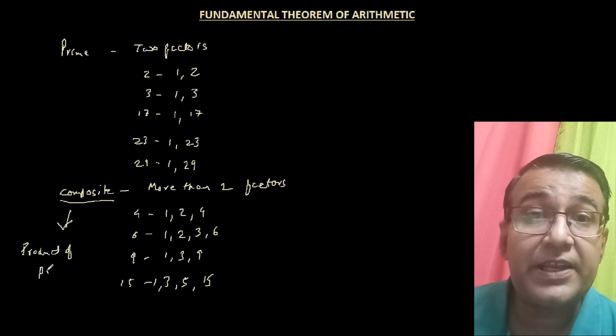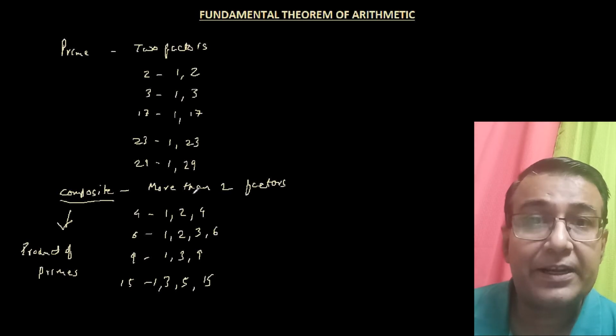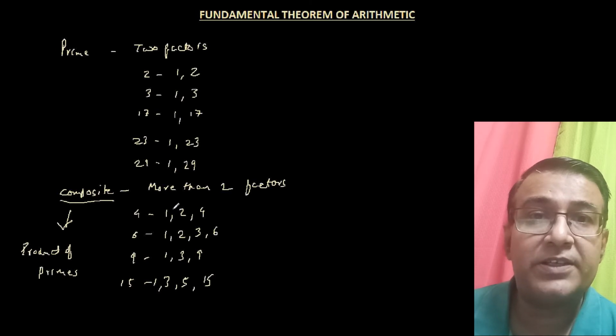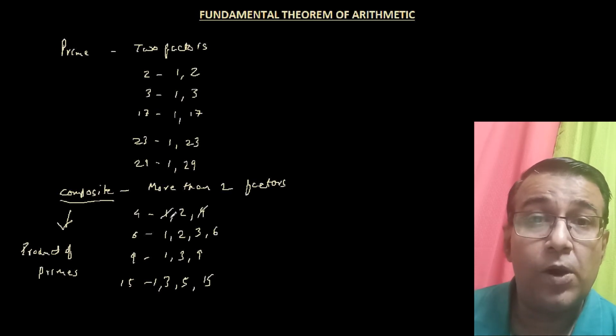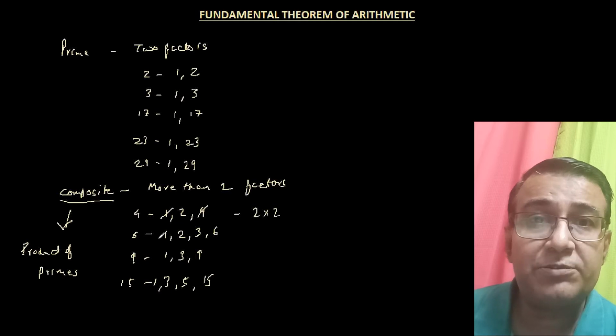Now the fundamental theorem of arithmetic, like I already told you, says that any composite number can be represented as a product of prime numbers. So for example, let us look at the factors of the number 4. It has factors of 1, 2 and 4. Let me cut out the 1 and the number itself, and what we are left with is 2. Now 4 can be represented as a product of two prime numbers, which is 2 multiplied by 2. So 2 times 2 is 4.